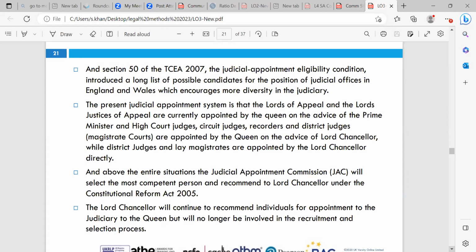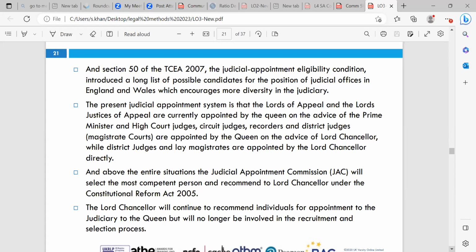In the present judicial system, the Lords of Appeal and the Lords Justices are appointed by the Queen, at this moment in time the King, on the advice of the Prime Minister, and so are High Court judges. Circuit judges, recorders and district judges are appointed by the Queen on the advice of the Lord Chancellor, while district judges and lay magistrates are appointed by the Lord Chancellor directly.